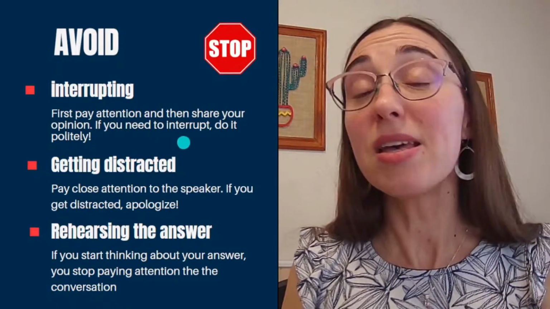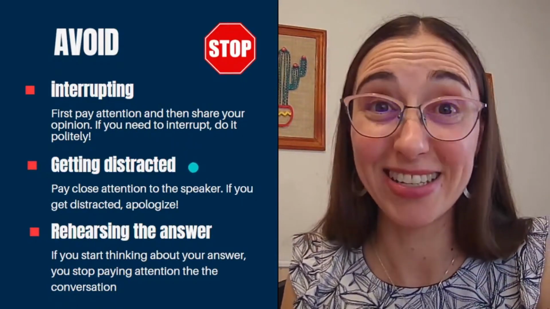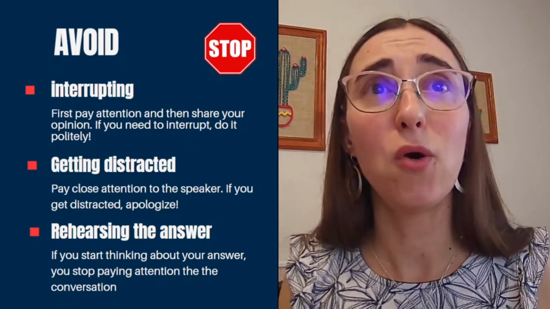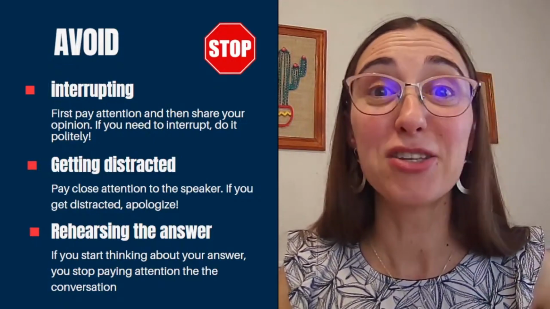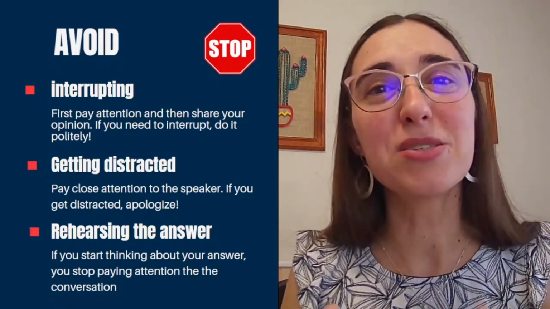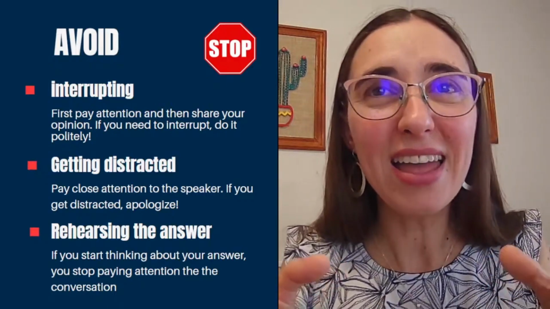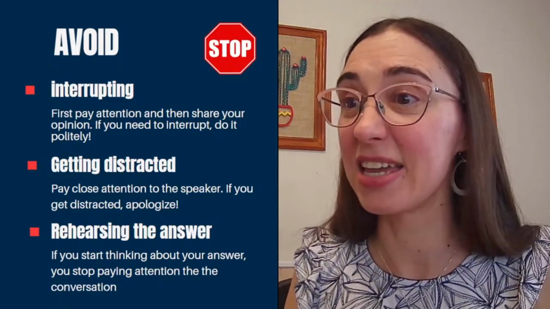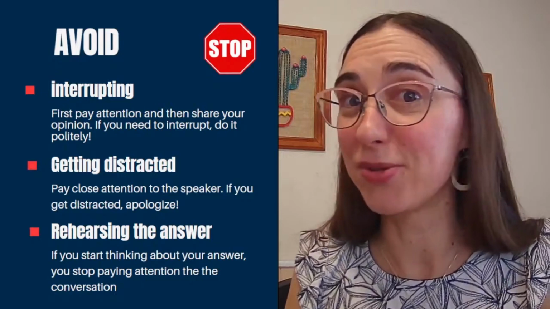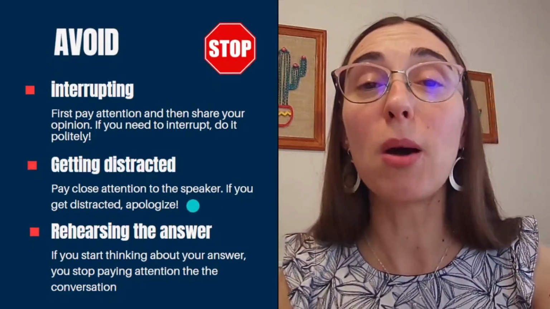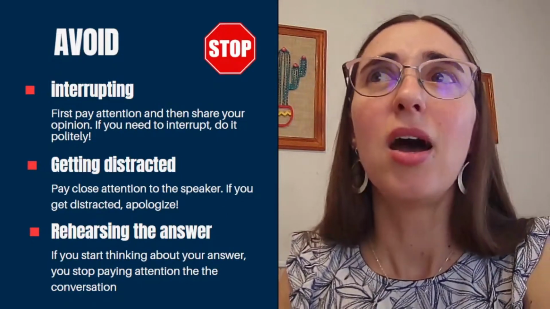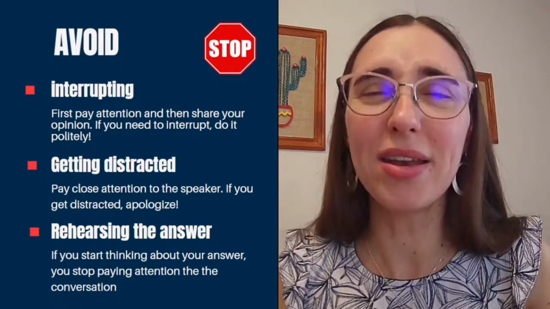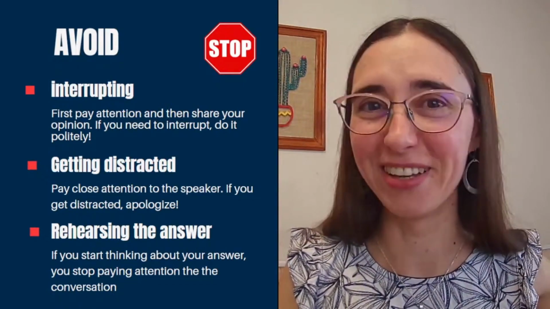Something else you should avoid is getting distracted. Getting distracted, how? Okay, by your phone, perhaps, or whatever might distract you. Just a fly passing by. Just make sure you are in the conversation, involved in that, and paying close attention to what the other person is saying. And again, if you happen to get distracted, it would be great to apologize, to say something like, oh, I'm terribly sorry, I got distracted. What were you saying? This is just one example among many other examples you might think of, right?